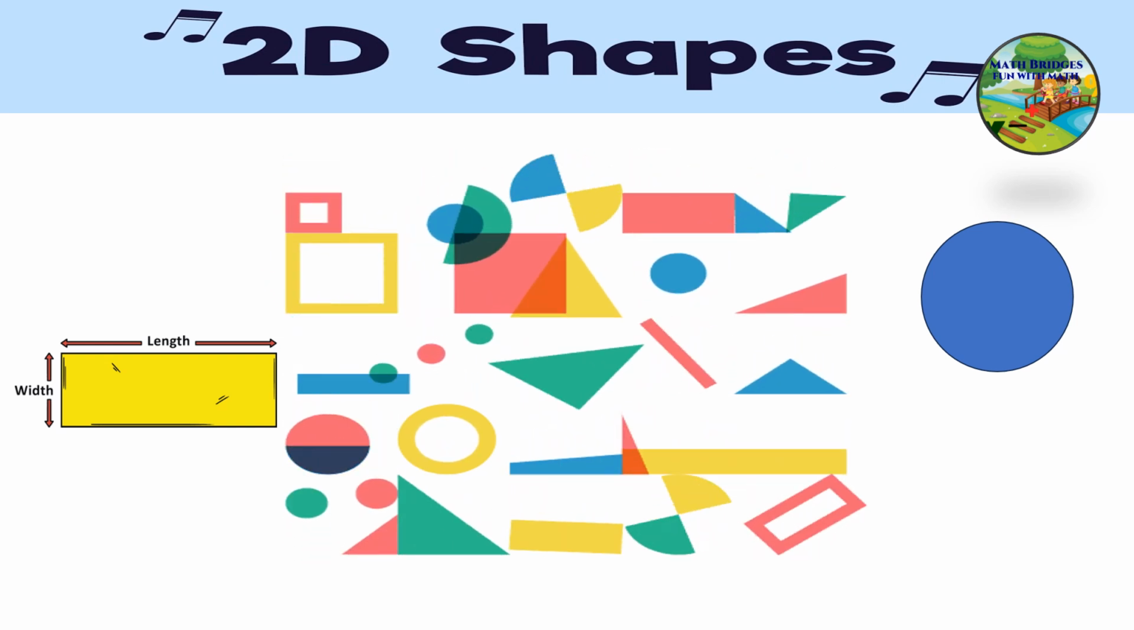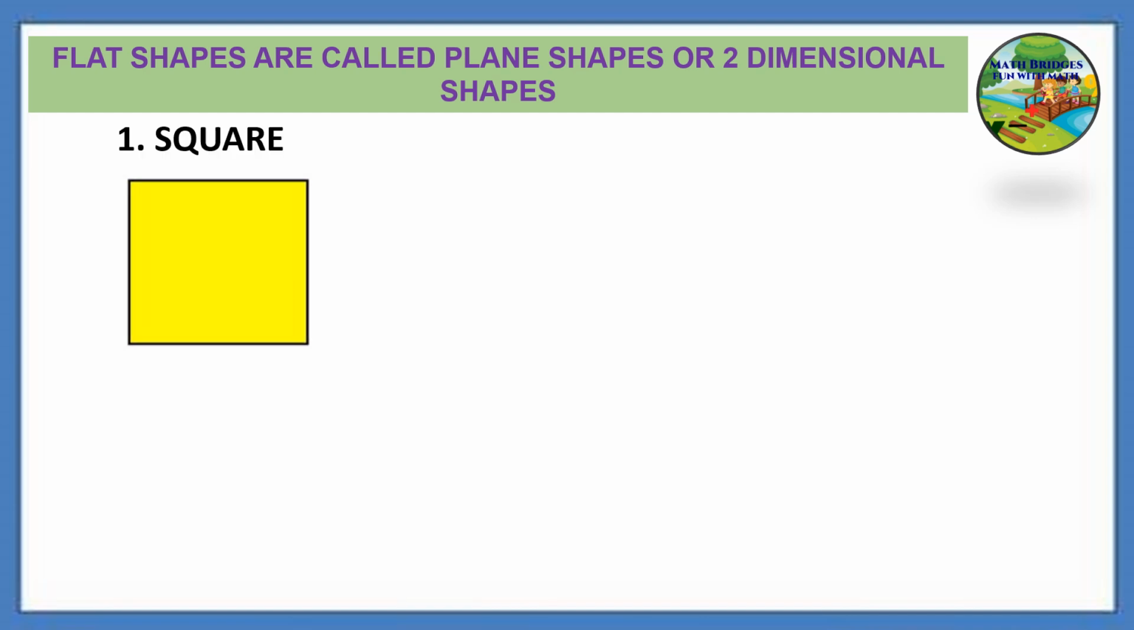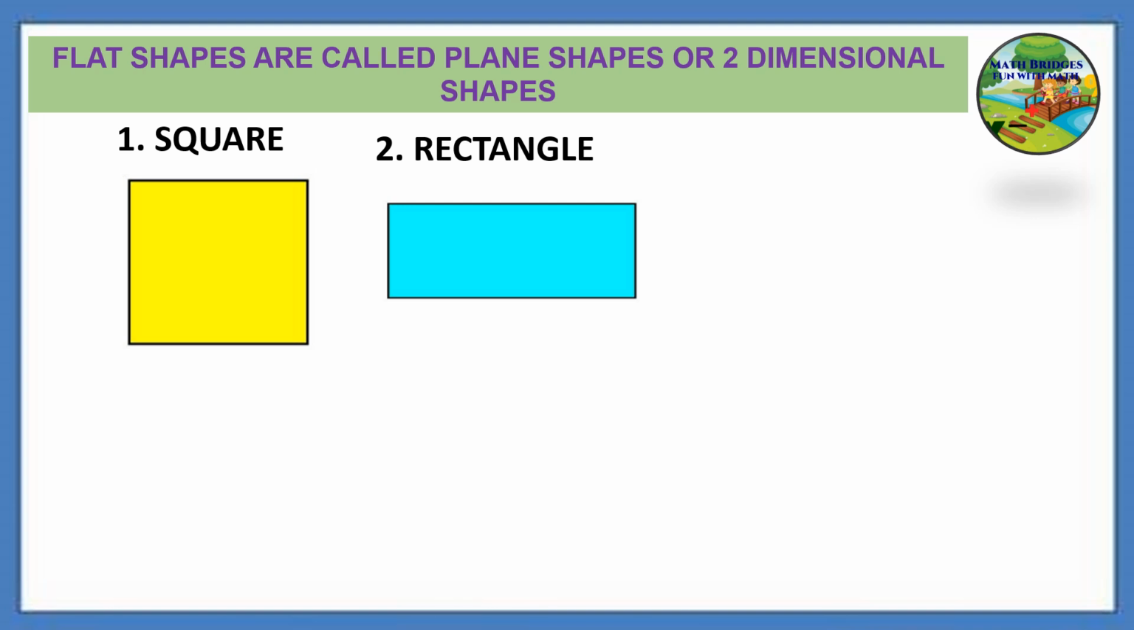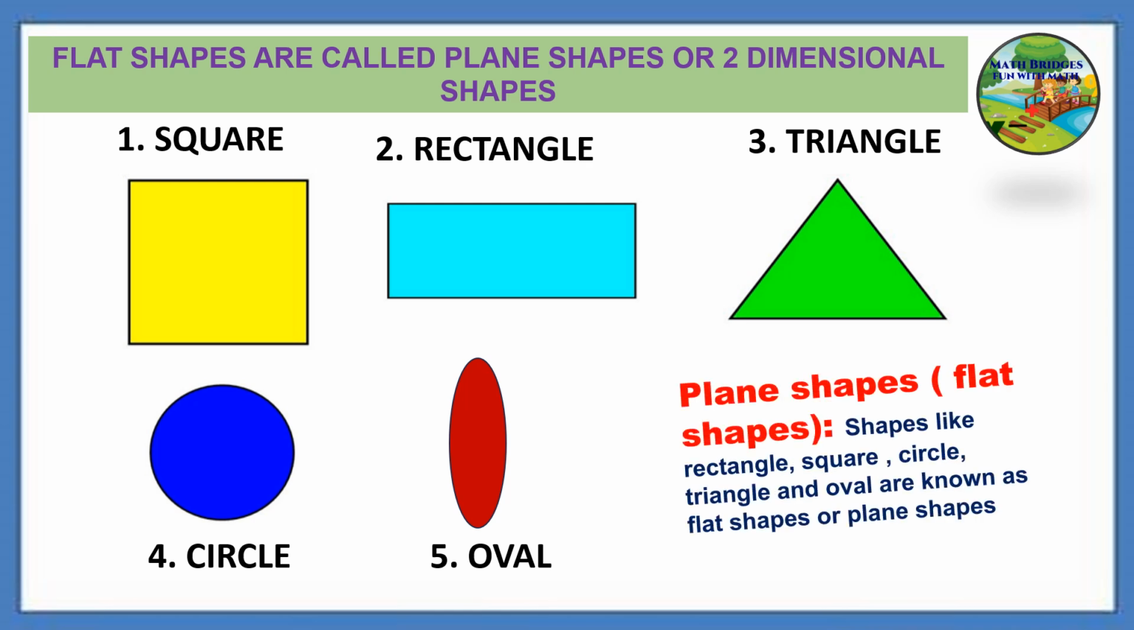Let's see in detail what it is. Flat shapes are called plane shapes or two-dimension shapes or 2D shapes. Let's see some examples. A square, a rectangle, a triangle, circle and an oval. These are known as plane shapes or flat shapes, or you can call them two-dimension shapes also.